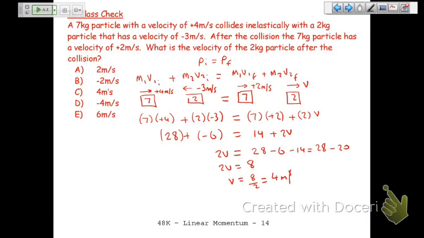And it's plus 4 meters per second. It's a velocity, so plus 4 meters per second. And shame on me, unless I'm really messed up on that, didn't I? That's in that direction, and that's going to be plus 4 meters per second. Did I do that right? 28 minus 6 is 22. Minus 14 leaves me with 8. And yeah, I did that right.